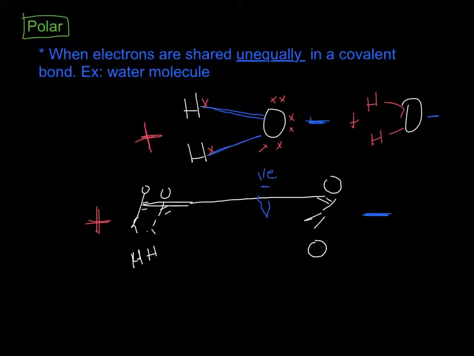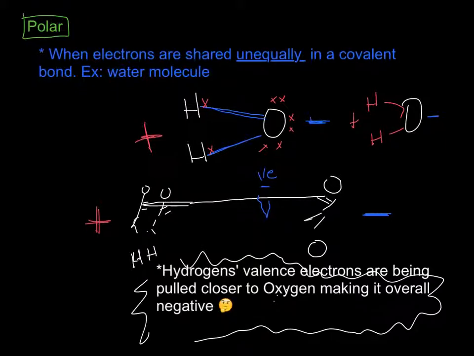So we're just going to make ourselves a little note. What we have is a reminder that hydrogen's valence electrons are being pulled closer to oxygen, making the oxygen side overall negative, leaving the hydrogen side to be overall positive. Okay, so in the middle of the page, we're going to talk about nonpolar.